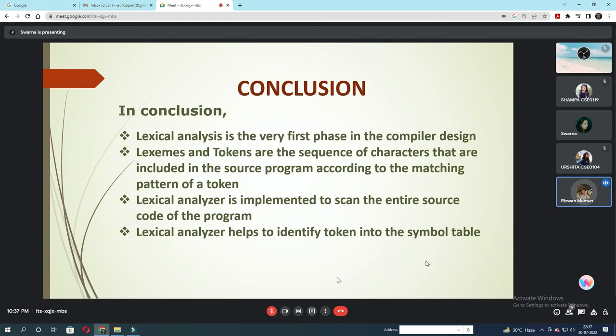Now the conclusion. Lexical analysis is the very first phase in compiler design. Lexemes and tokens are the sequences of characters that are included in the source program according to the matching pattern of a token. The lexical analyzer is implemented to scan the entire source code of the program. The lexical analyzer helps to identify tokens and enter them into the symbol table. Moving on to the next slide.